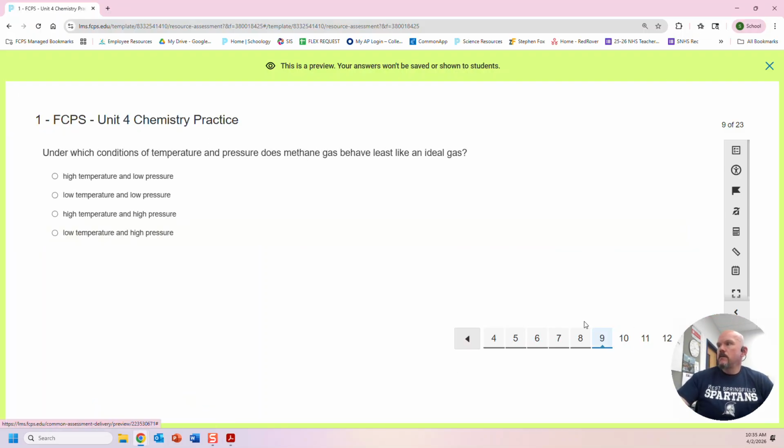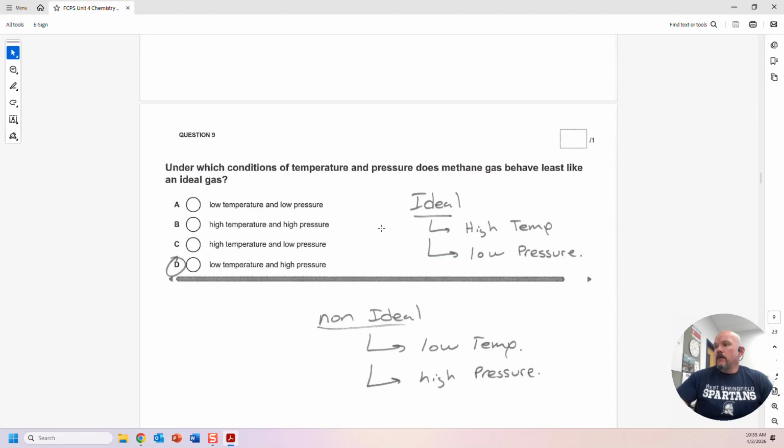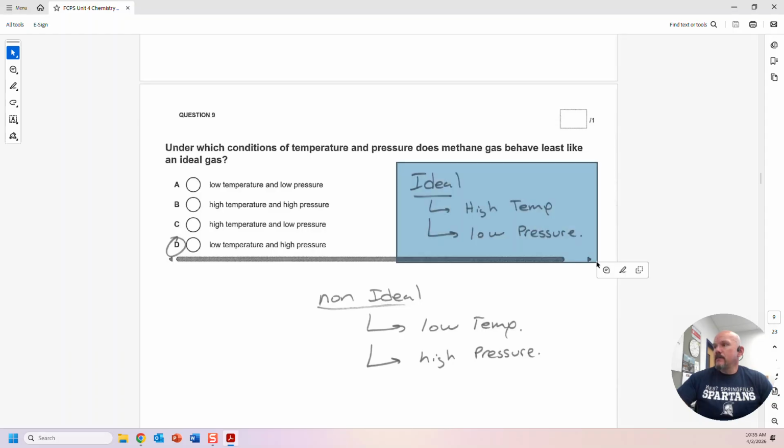Moving on. Under which conditions of temperature and pressure does methane gas behave least like an ideal gas? So, what you want to remember is ideal conditions. A gas behaves more like an ideal gas at high temperature. Why? Because high temperature, you should interpret as they're moving really fast, and the faster they move, the more their collisions are elastic. So, high temperature is ideal.